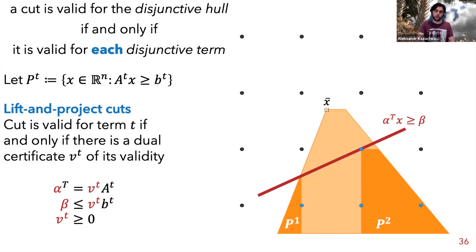And this is a very nice system because it captures all of the valid inequalities. The variables are in red. The solutions to this system capture all the valid inequalities for your disjunctive hull, for each, well, in this case, for that disjunctive term.